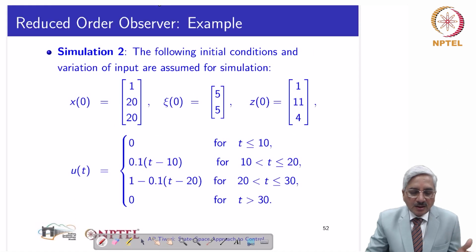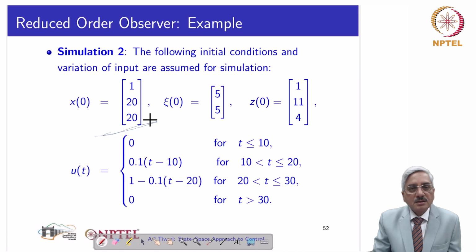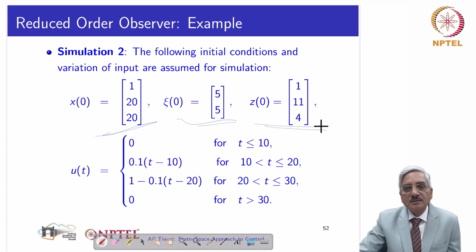For this design, any other design could be possible. That was the simulation with input 0, system at equilibrium, and the observer states deviating from the equilibrium. Now we are doing another simulation. Same initial condition, the system is at equilibrium. However, the states xi and correspondingly the z, they are not at equilibrium. They are away from equilibrium, deviating from equilibrium.